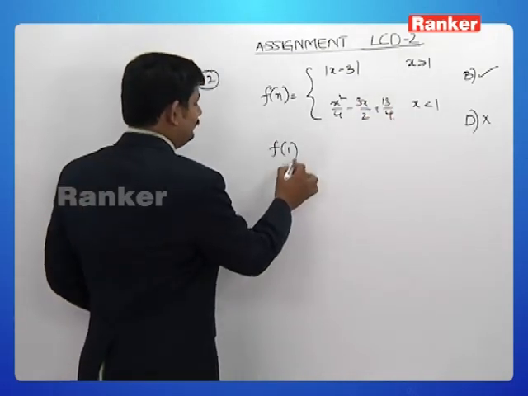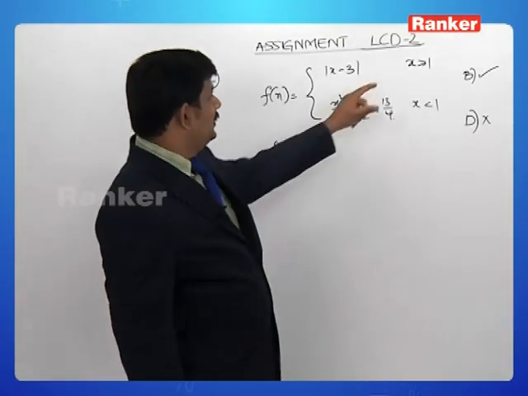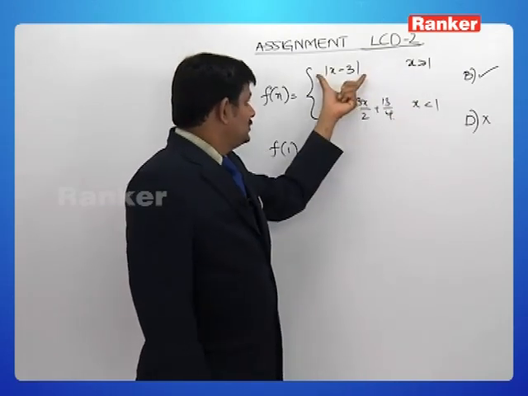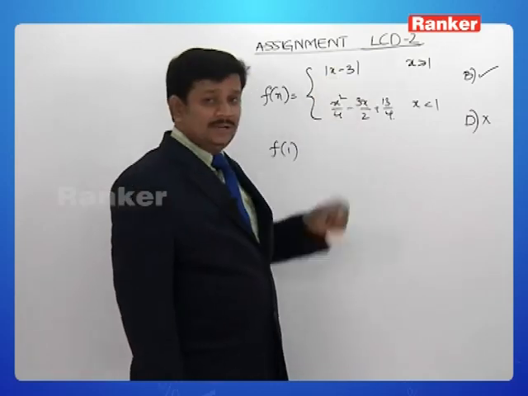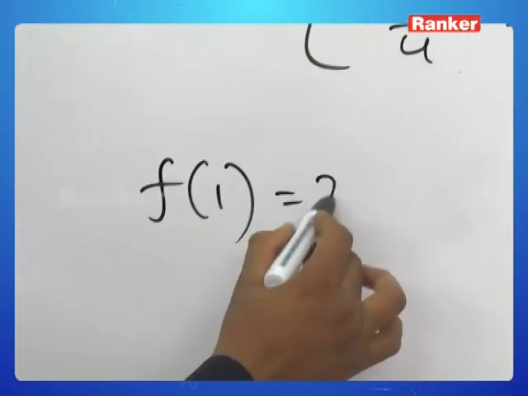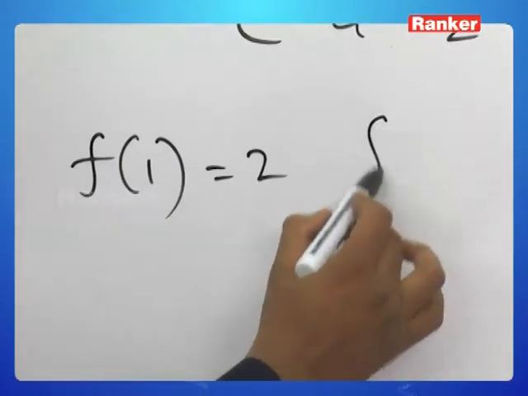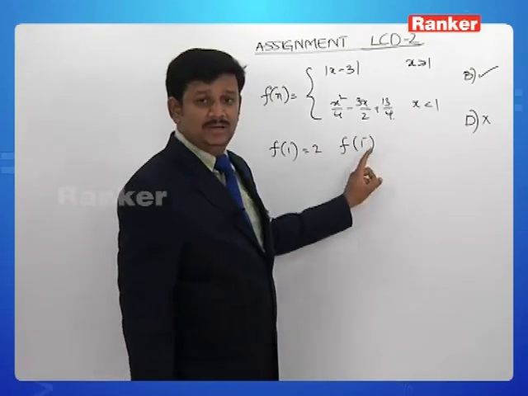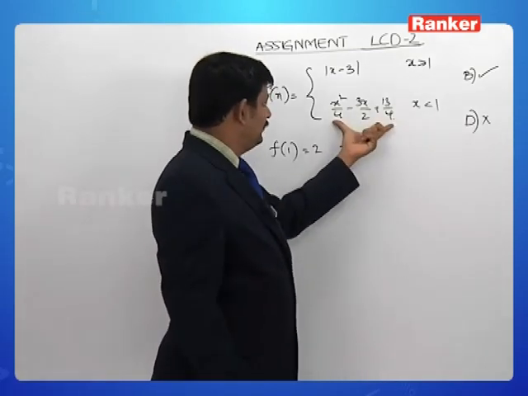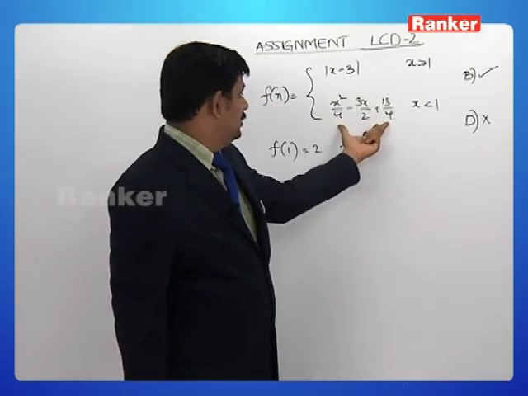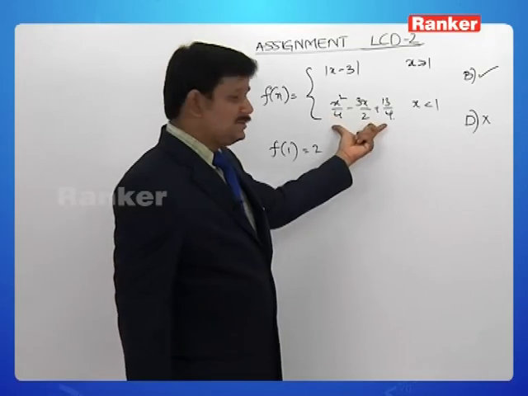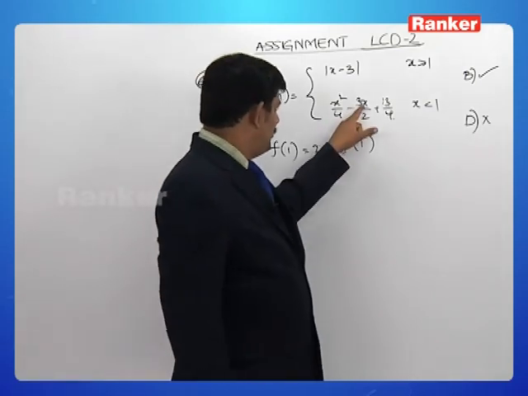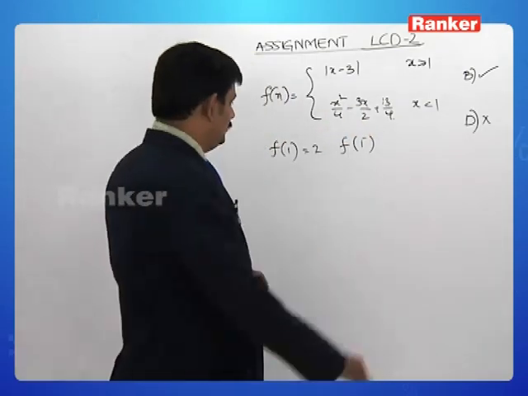First let us check the continuity. F of 1, whenever x is equal to 1, f of x is given by mod x minus 3. Mod of 1 minus 3 is mod minus 2. Mod minus 2 is 2. F of 1 minus, that is left hand limit at 1. Whenever x is less than 1, f of x is given by this definition. So put x equal to 1 in this. We have 1 by 4 plus 13 by 4, which is 14 by 4, minus 6 by 4, which is 8 by 4, that is 2.